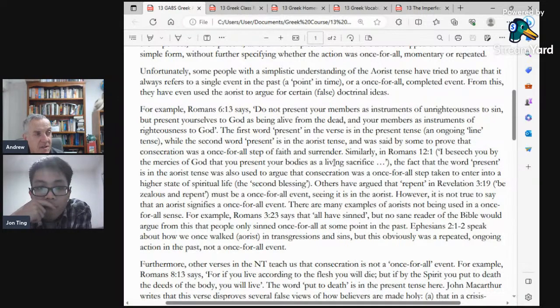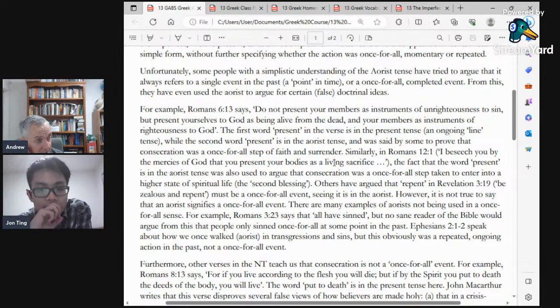Well, in the first one, in Romans 6:13, he uses both tenses. He uses the present tense and the aorist. Do not keep on presenting, or do not go on presenting your members as instruments of unrighteousness. That's in the present tense. But it says, present yourselves to God as being alive from the dead. And the second one is in the aorist. So it's hard to see any particular reason why one was used rather than the other, because they obviously stand in contrast to each other.